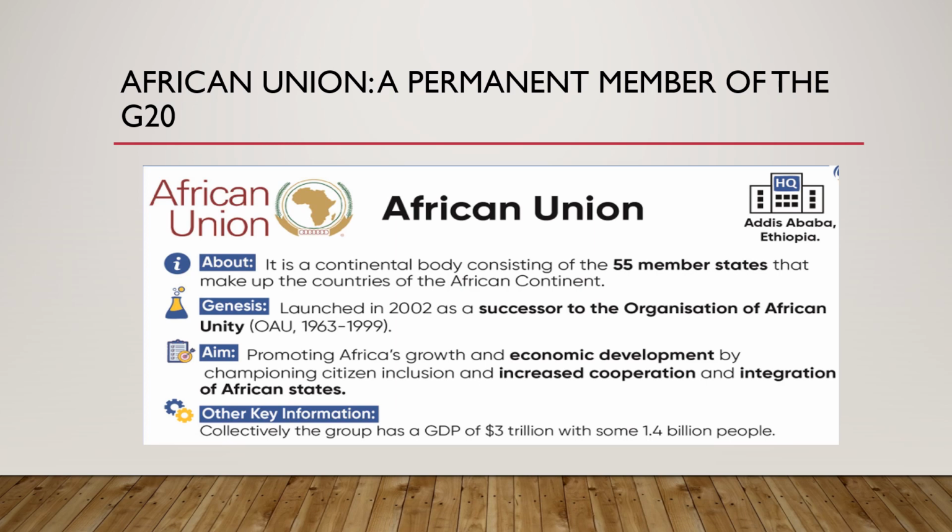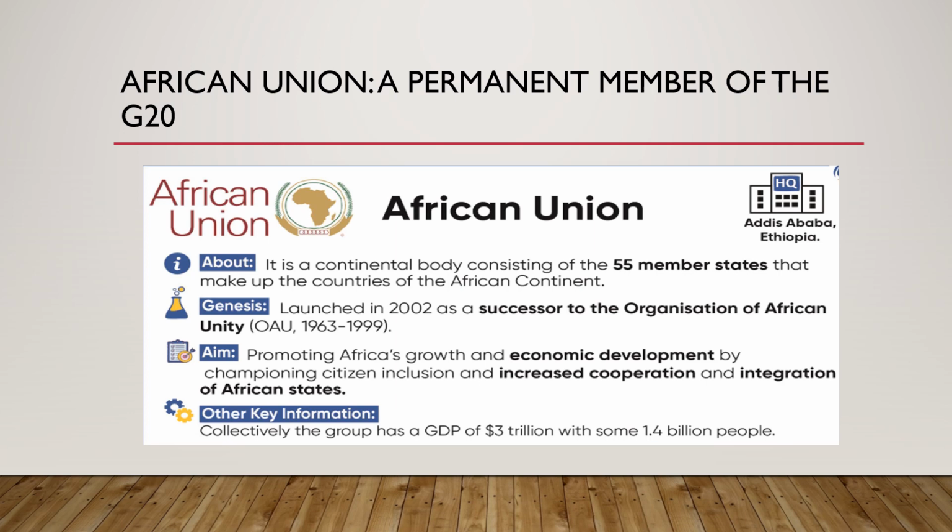Then the other provision of the G20 summit was the African Union as a permanent member of the G20. First, we should know about what the African Union is. It is a continental body consisting of the 55 member states that make up the countries of the African continent. It was launched in 2002 as a successor to the Organization of African Unity. Its aim is to promote Africa's growth and economic development by campaigning for citizen inclusion and increased cooperation and integration of African states.